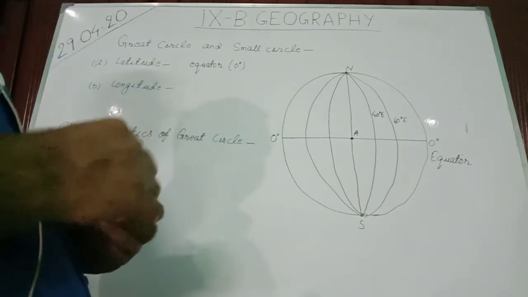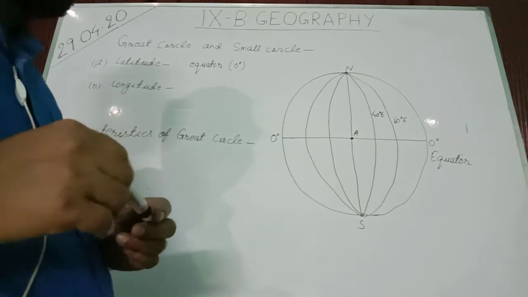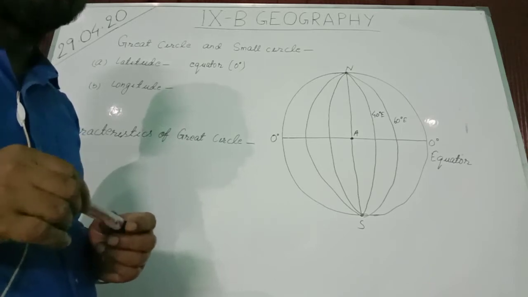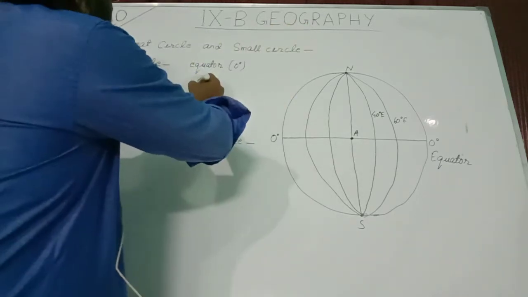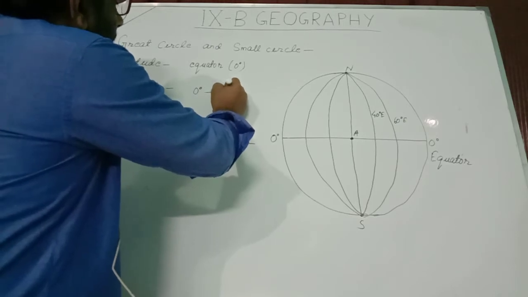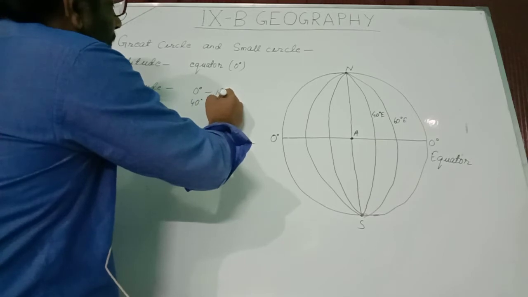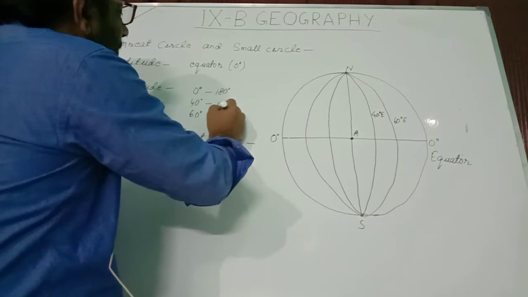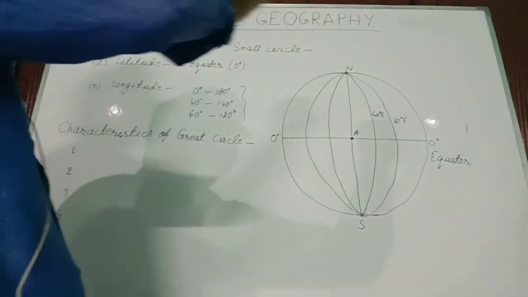So, this type of lines, latitudinal lines and longitudinal lines, will make the great circle. Those pass through the center of the earth, dividing the earth into two equal halves. Here I am writing, if this is 0 degree, the opposite becomes 180 degree. If this is 40 degree, the opposite of this becomes 140 degree. And if this is 60 degree, the opposite of this becomes 120 degree. All these longitudes will also make the great circle.